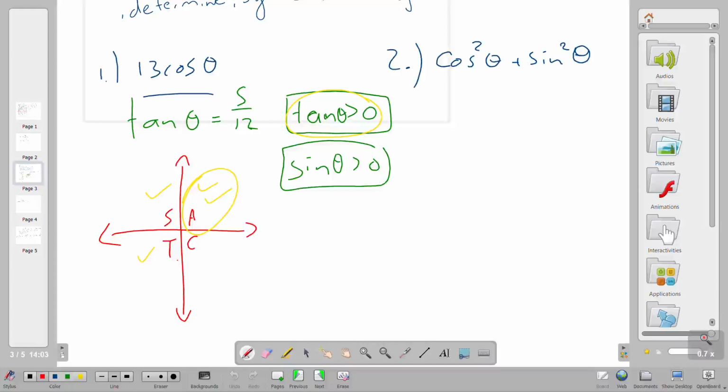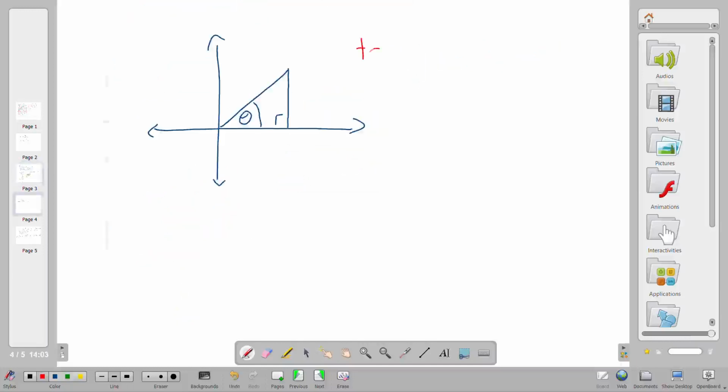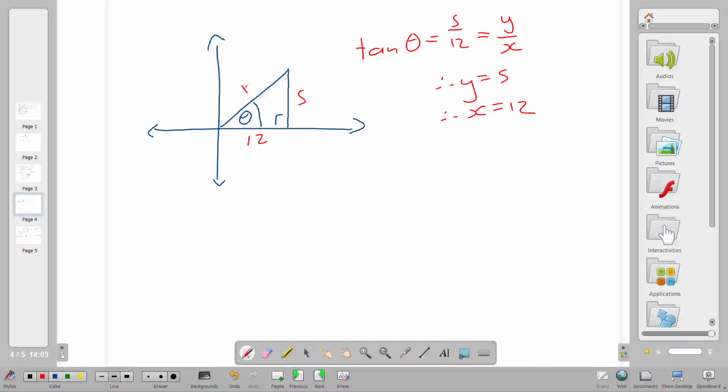Now, they also tell me that tan theta is equal to 5 over 12. But I know that tan is equal to y over x. So that tells me y is 5, and it tells me that x is 12. So y is 5, x is 12. How can we calculate r? Well, we use our old friend Pythagoras.